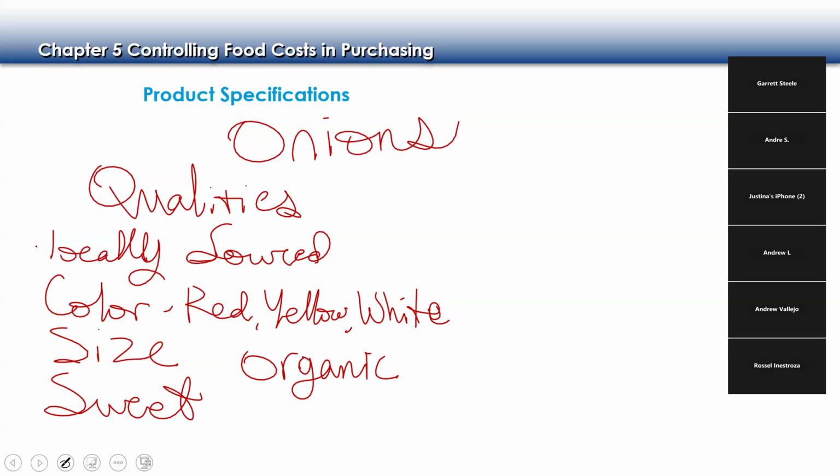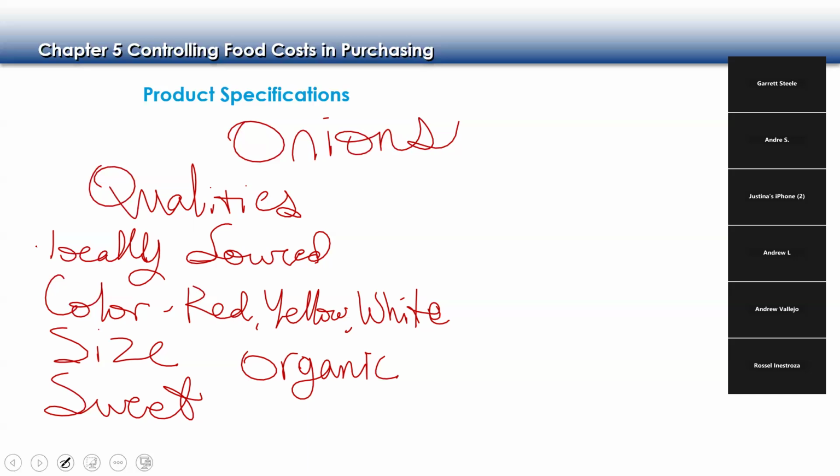If I'm making a salsa and I'm just going to be dicing my onions, does it matter if I pay extra money to get a pearl onion versus a large white onion? No, right? So I don't want to buy the extra small pearl onions. A, that's going to be really hard for me to work with and dice, and B, it's more expensive than buying it in larger jumbo bulk.